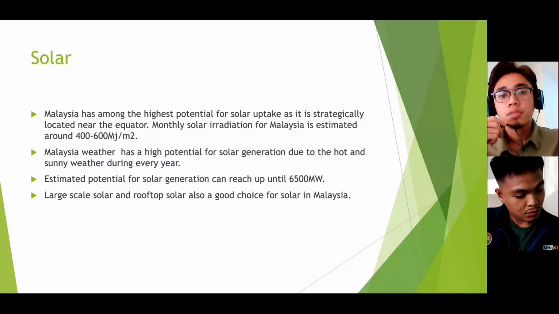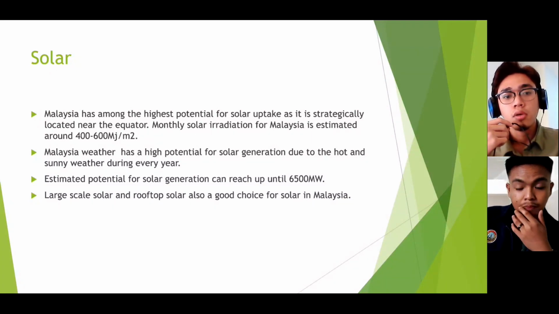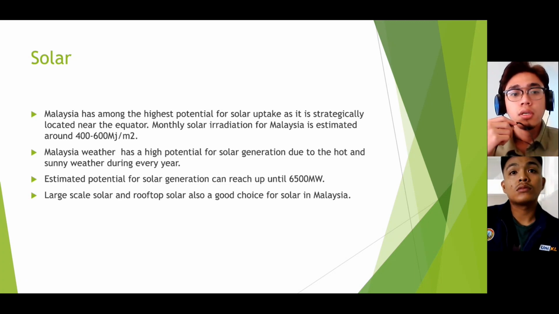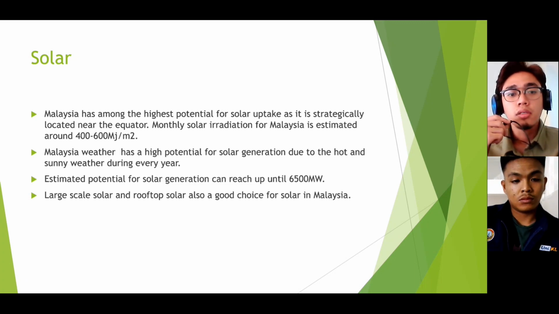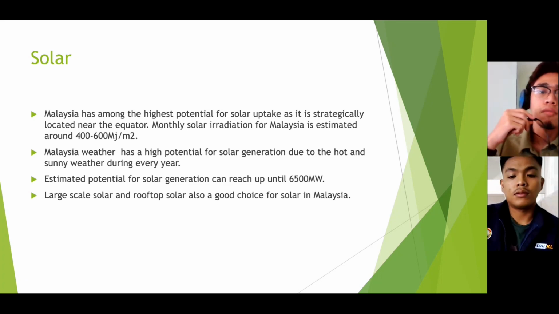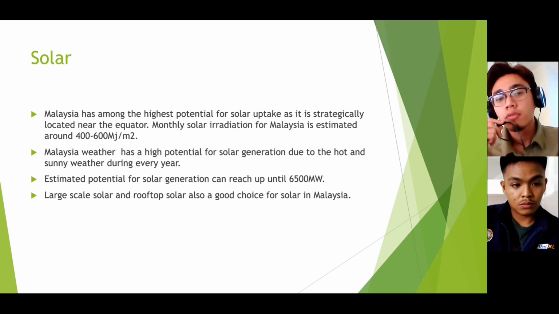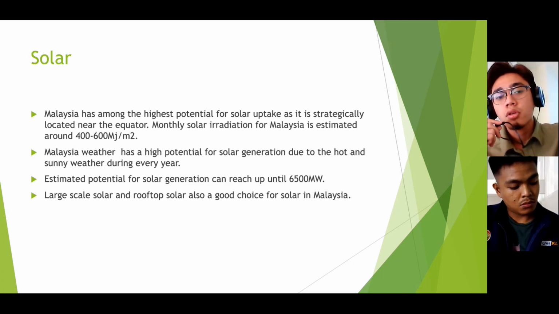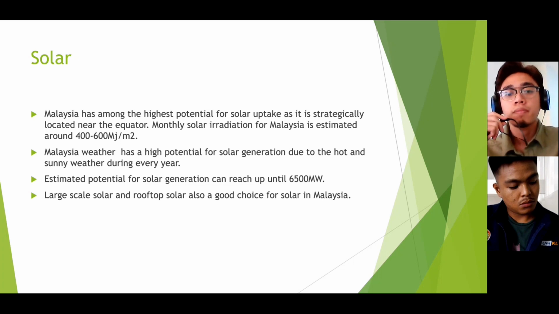Malaysia has among the highest potential for solar uptake as it is strategically located near the equator. Monthly solar irradiation for Malaysia is estimated around 400 to 600 MJ. Malaysia's weather has a high potential for solar generation due to the hot and sunny weather every year. Estimated potential for solar generation can reach up to 6,500 MW. Large-scale solar and rooftop solar are also a good choice for solar in Malaysia.